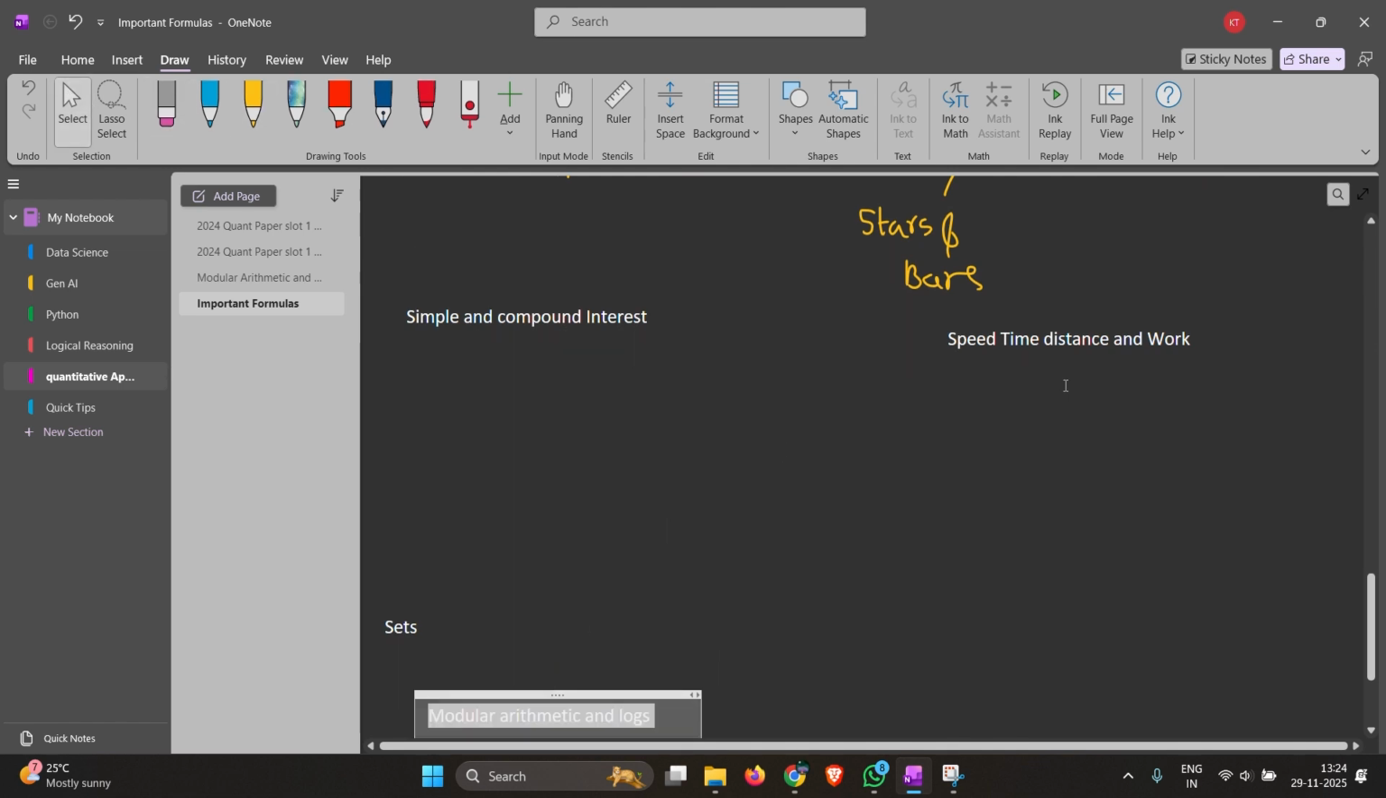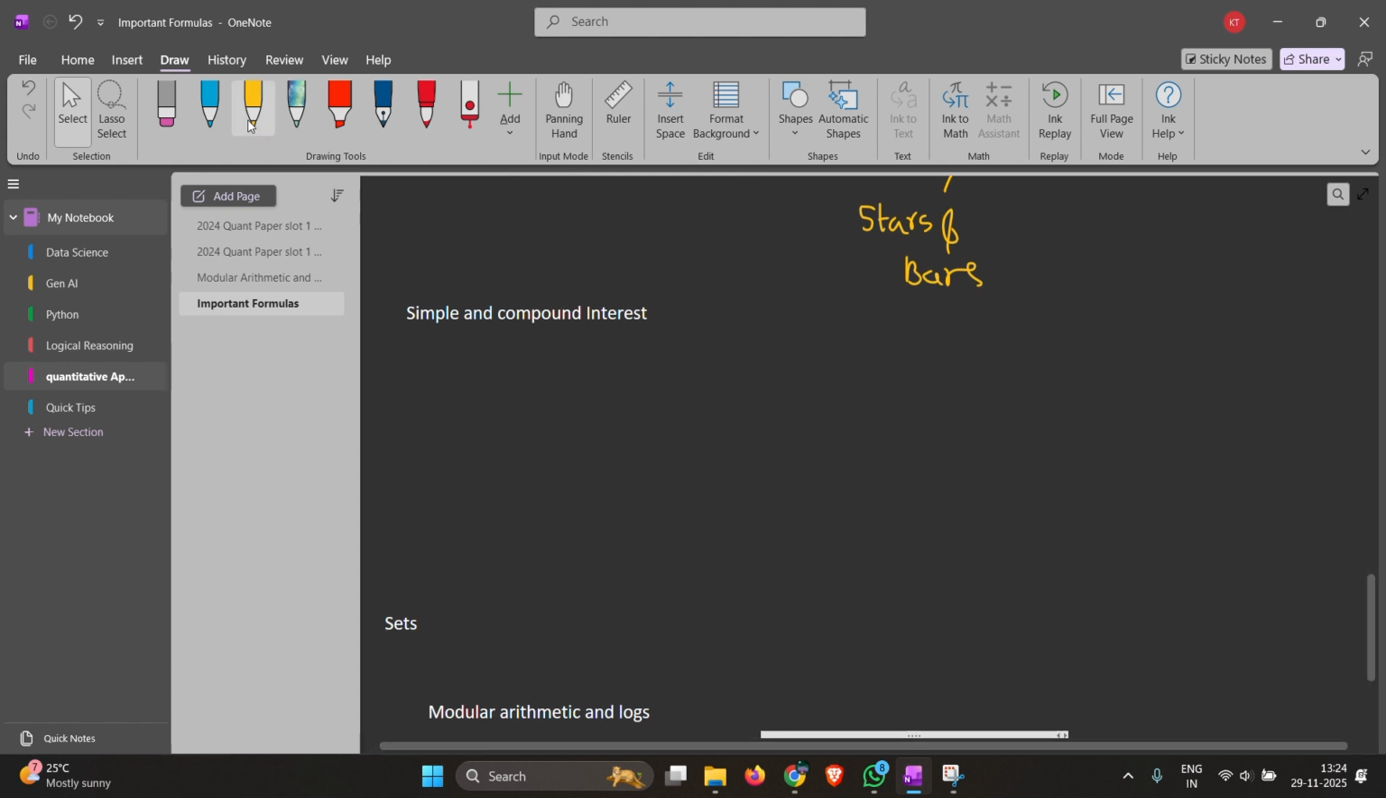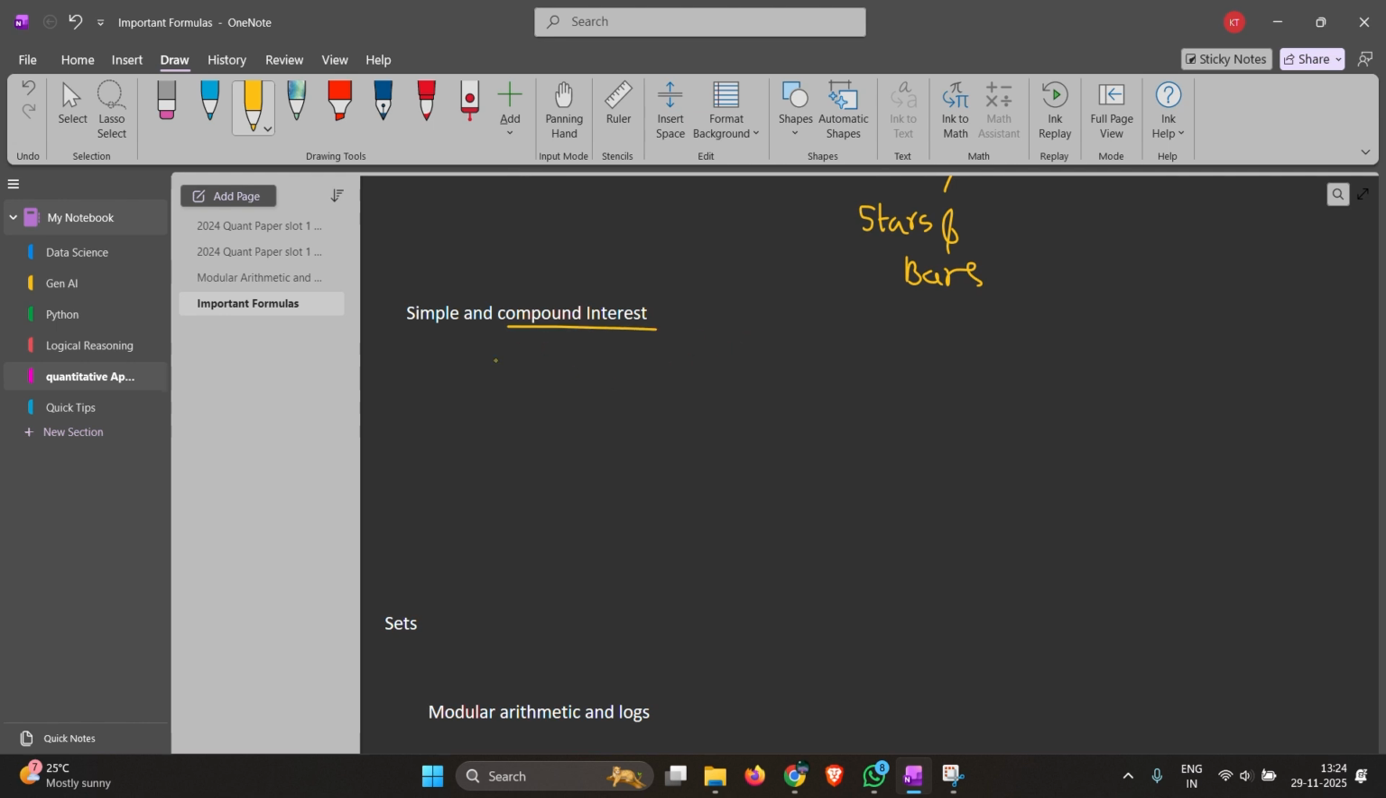Now let's move to simple and compound interest. So this just has two simple formulas, but many people can make a mistake in the compound interest formula. So these are very simple formulas, but just remember them.